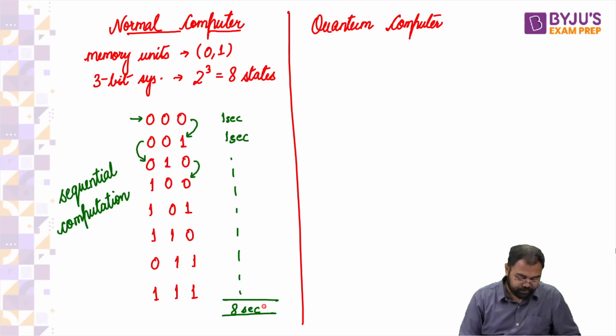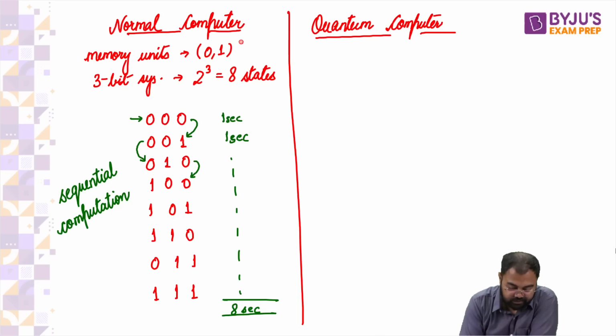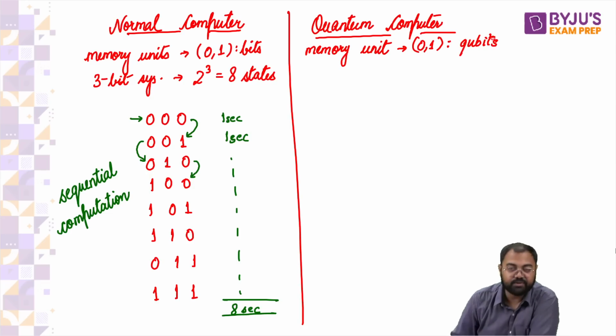Now in terms of quantum computer, what we would see is, so these are what? These are bits. Now the memory unit that we are using in case of quantum computers is again a bunch of zeros and ones, but these are quantum bits or qubits.